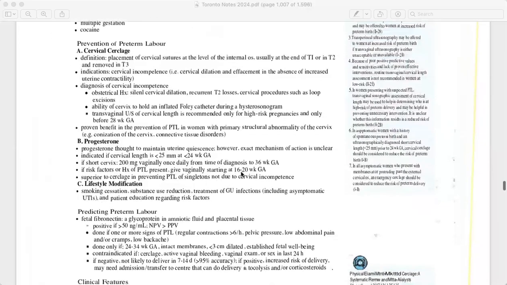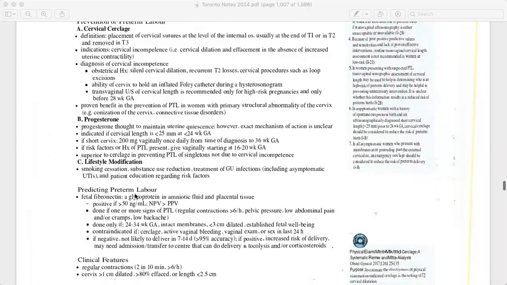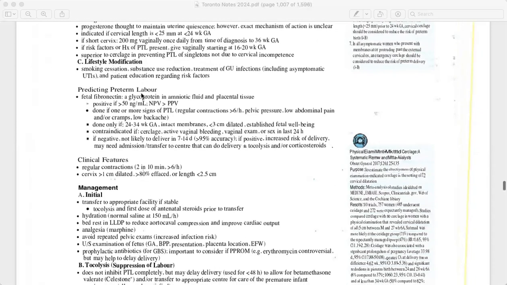Progesterone, when you are going to give it, is basically 16 to 20 weeks gestational age, vaginally, starting at 16 to 20 weeks. Now, lifestyle modification will definitely be done in every single scenario: smoking cessation, substance use, GU infection, and patient education. So starting from that one, going to progesterone at 16 to 20 weeks, and before 28 weeks, you can give the cervical cerclage. That's what you need to know.